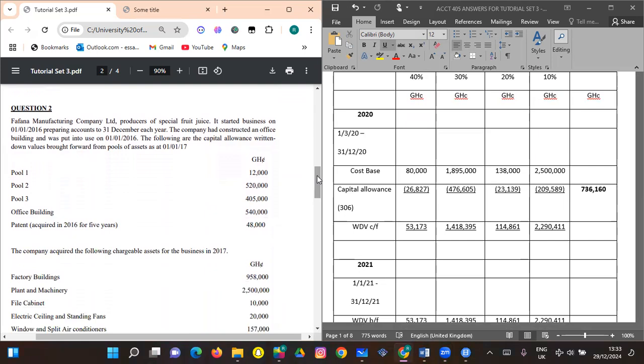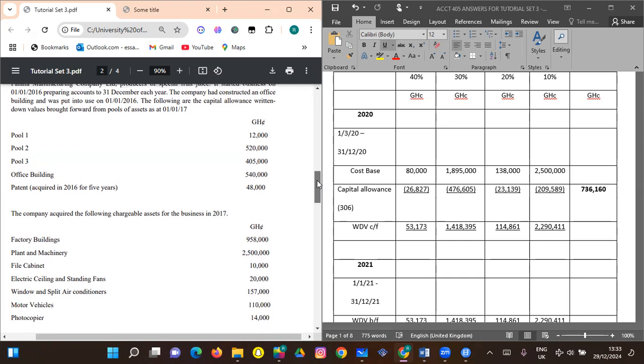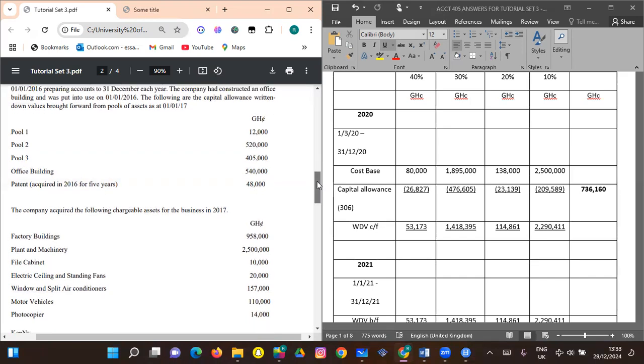So for Fana Company Limited, producers of special fruit juice. It started business on 1st January 2016, preparing accounts to December 31st each year. The company had constructed an office building, which was put into use on 1st January 2016. The following are the capital allowance written down values brought forward from pools of assets as at 1st January 2017.